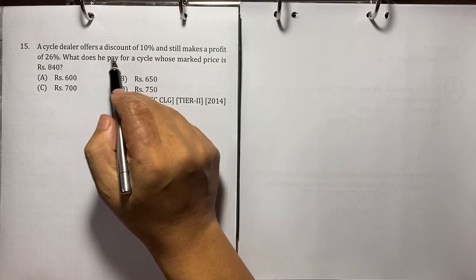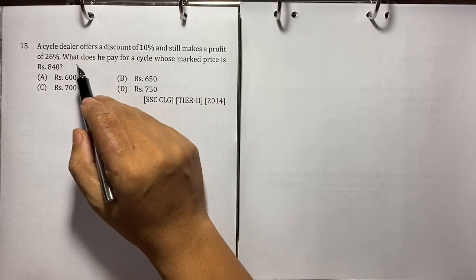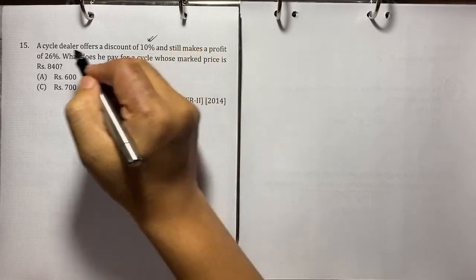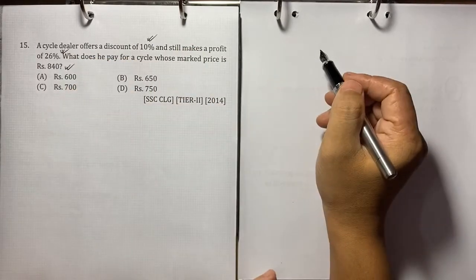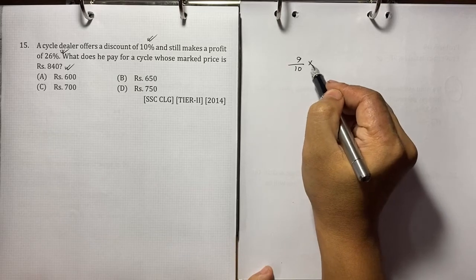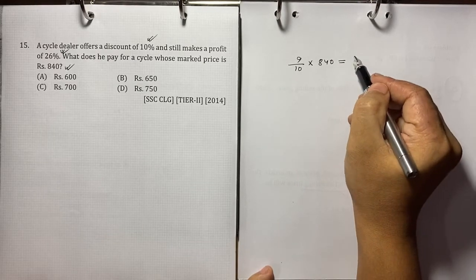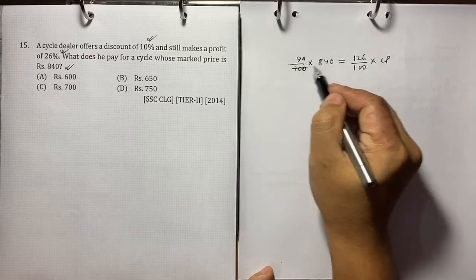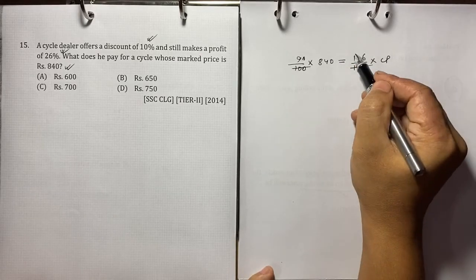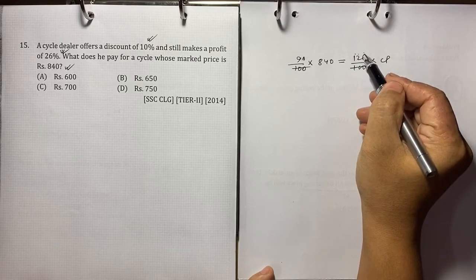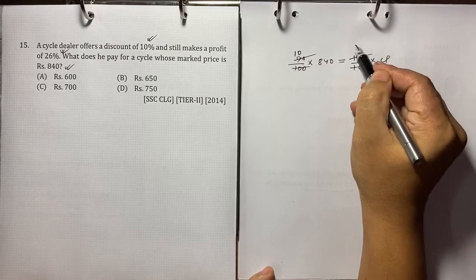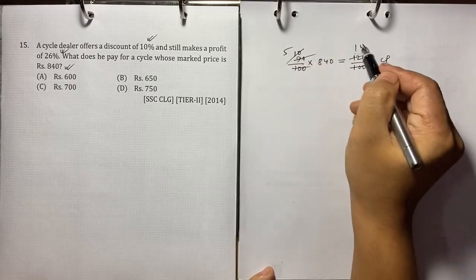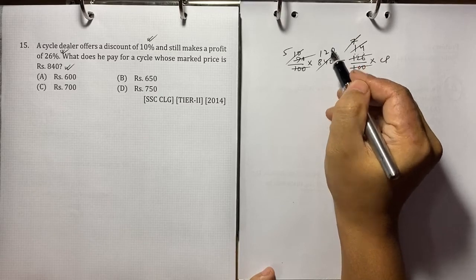A cycle dealer offers a discount of 10% and still makes a profit of 26%. What does he pay for a cycle whose mark price is this? Discount 10% is equal to 9 by 10 into mark price, which is 840, equal to profit 126% into cost price. Cancel, 126 and 9 cancel, 10 cancel, so this will be 5, this will be 7, cancel, this will be 120, so this will be 600.